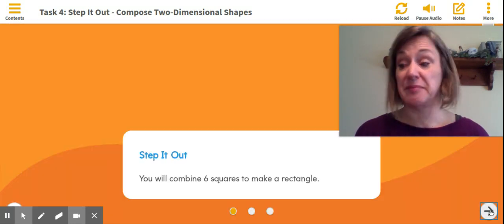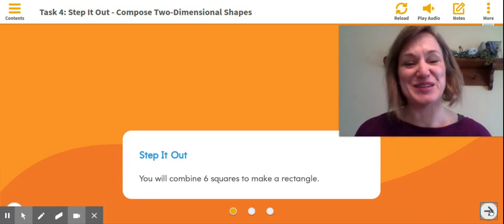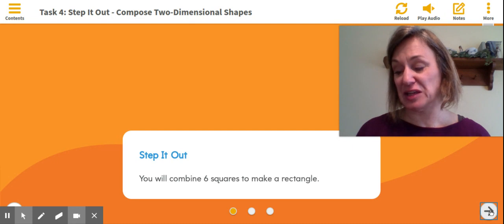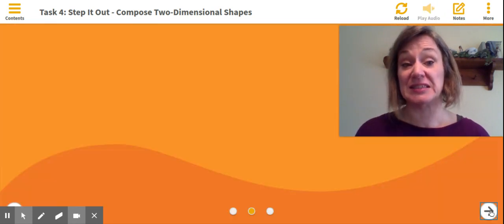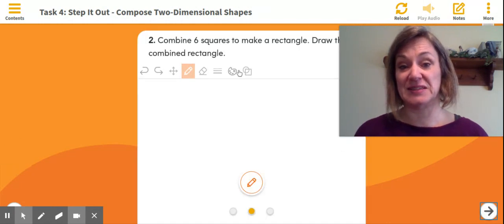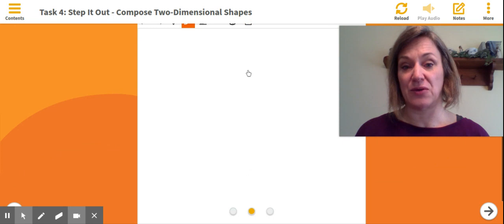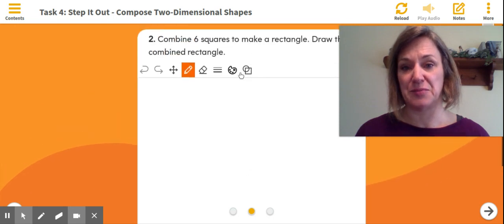Now you're going to combine 6 squares to make a rectangle. So now I'm still on page 445. I'm on number 2, and I'm going to use 6 squares. So this time I do think I'm going to use the black ones. I think you can see them pretty well. So we'll just use 6 of those black squares.